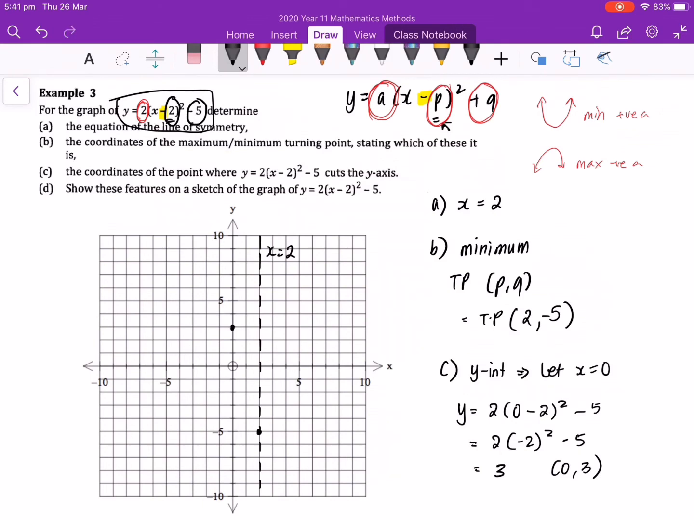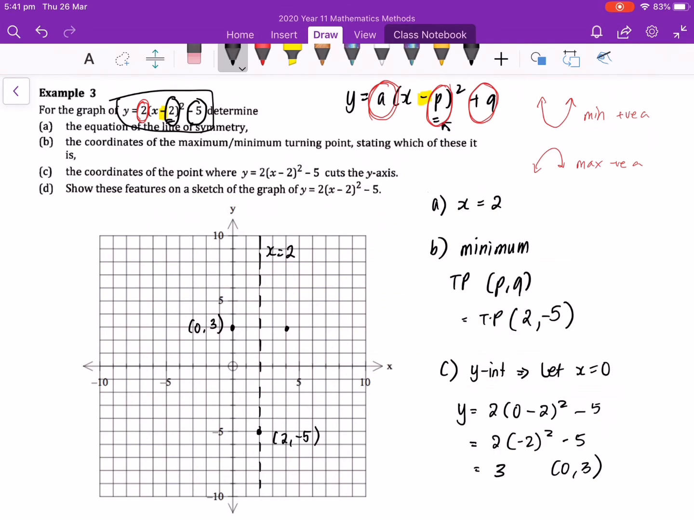Okay, so now I'm going to graph it. I've put in my key features. So I've put in my turning point. My turning point is (2, −5), and I like to label it. I've put in my y-intercept. Now I'm going to use my line of symmetry to help me figure out the other side. Because this is 2 spots away here, I'm going to use that as a guide to work out the other side. So if it's 2 away here, it's going to be 2 away on this side.